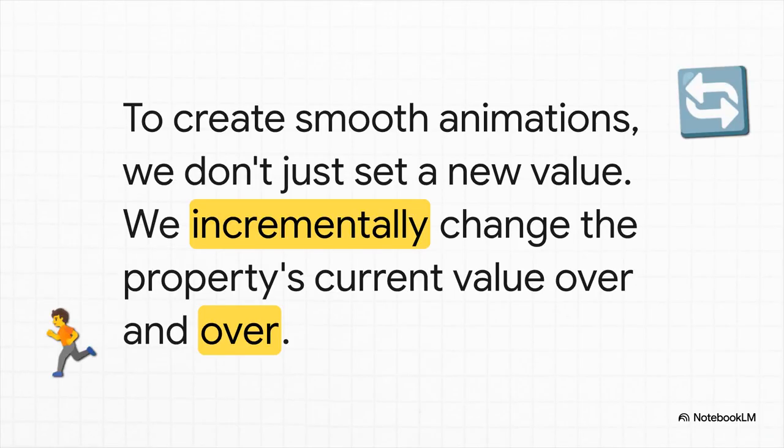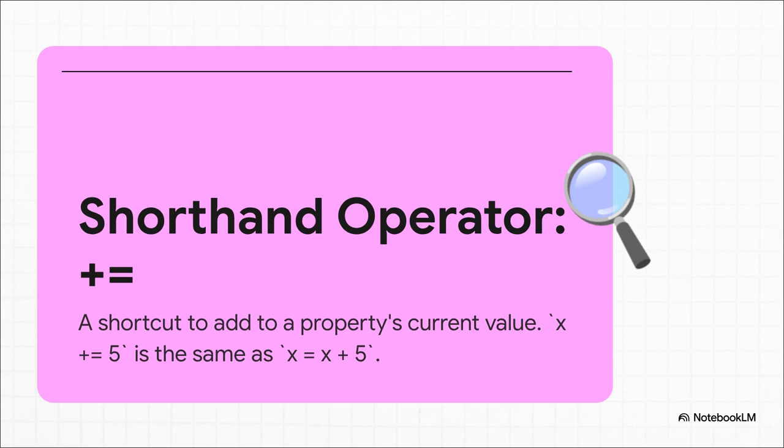But how do you make a shape glide smoothly across the screen or rotate continuously? You don't just tell it to jump to a new spot. The real trick is to add a small amount to its current position, over and over and over again. And this little operator right here, plus equals, is about to become your new best friend for animation. It's just a shortcut. It tells Python, hey, take the number that this property already has and just add this much more to it. It's clean, it's efficient, and it's the key to motion.